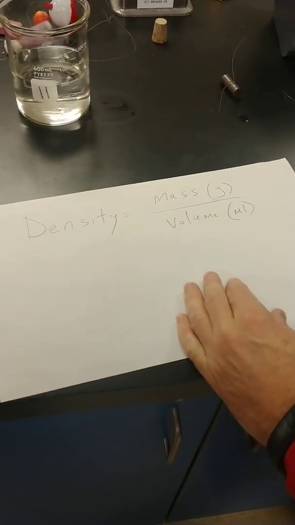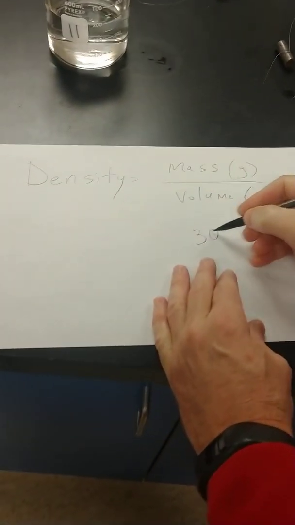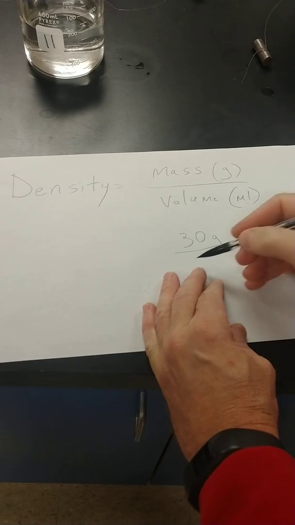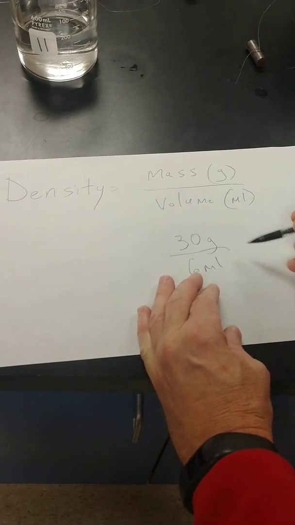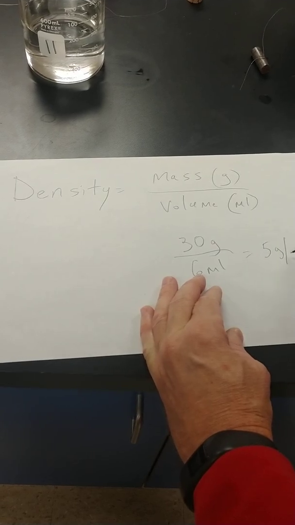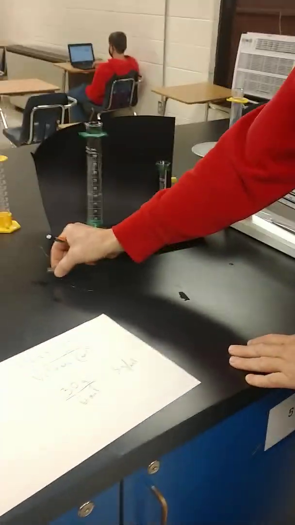Let's say, just to keep it simple, I put this on here and it was 30 grams. And the volume, it went up 6 milliliters. 30 divided by 6, that would give you 5 grams per milliliter. So the density of that metal cylinder, we would say, would be 5 grams per milliliter.